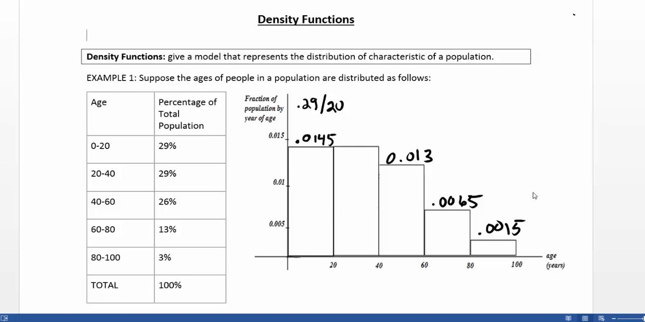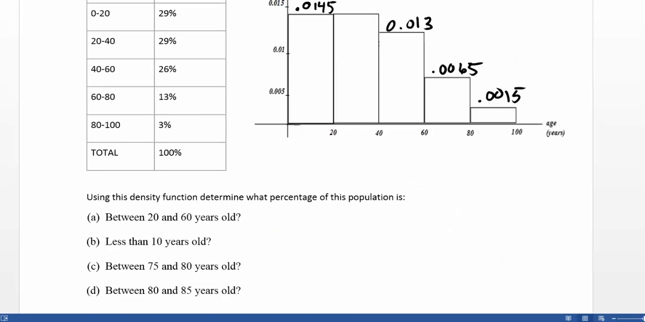We now have a graphical representation of our population and a table representation of our population. Now we can answer some questions about this population. A, using the density function, determine what percentage of this population is between 20 and 60 years old. It's easier to look at our table. From 20 to 60 contains two intervals, 20 to 40 and 40 to 60. We add these two percentages together: 29% plus 26% gives us 55% of our population. So 55% of our population is between 20 and 60.